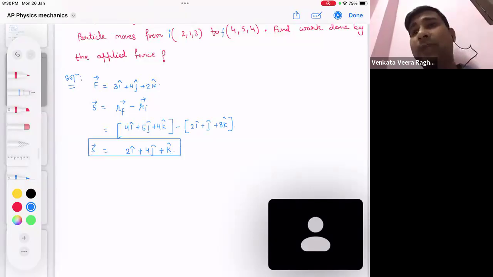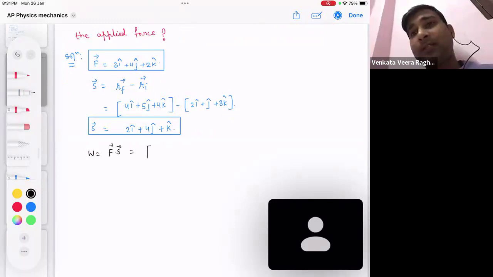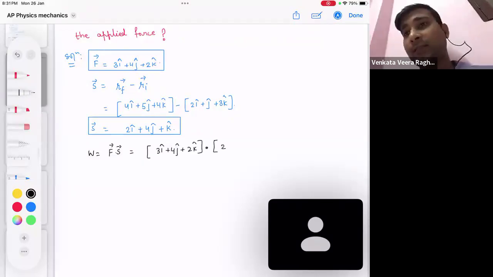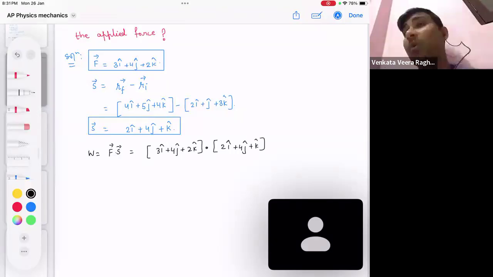And as force is a constant vector, I don't need to worry about the integration thing, right? We can directly start using what? F dot S. So what is the force vector? 3 i cap plus 4 j cap plus 2 k cap, dot, what is the displacement vector? 2 i cap plus 4 j cap plus k cap. And if you look at that, you will say, sir, where is the force magnitude? What is the displacement magnitude? What is the angle between them?